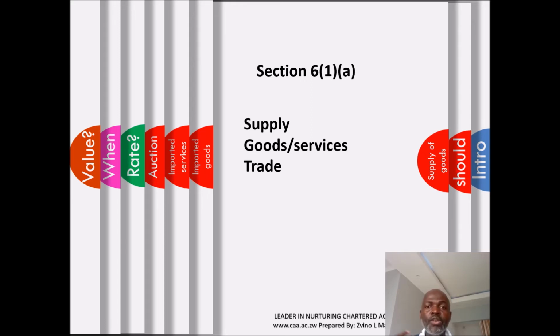If it was not trade, then even if there was a supply by a registered operator of goods or services, but if it was not trade, then no VAT arises, and so on and so on. Which is why it is very important to understand the components of this definition. And you also need to know things that ordinarily would have looked like trade, but then they're excluded from the definition of trade, such as remuneration.